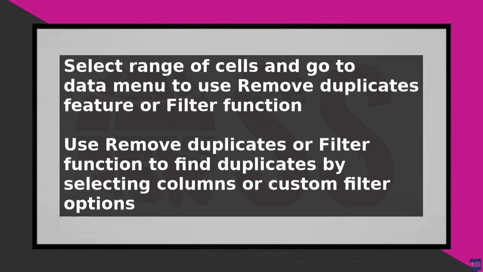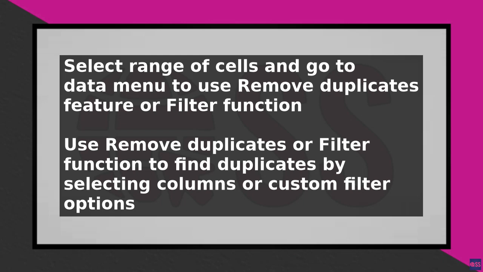Another way to find duplicates is by using the Remove Duplicates feature. To do this, select the range of cells you want to check for duplicates. Go to the Data menu and select Remove Duplicates. A new panel will appear where you can select the columns you want to check for duplicates.